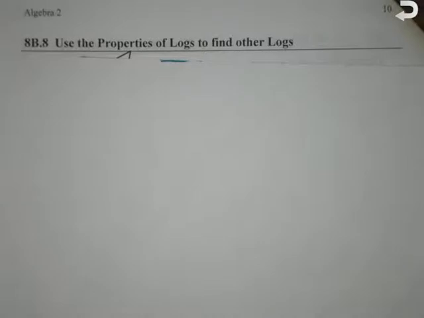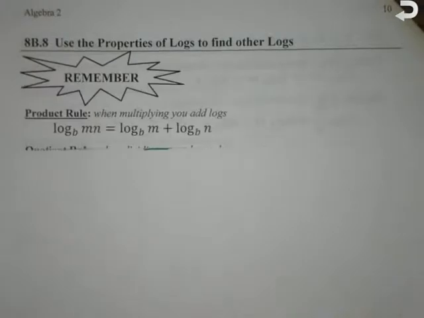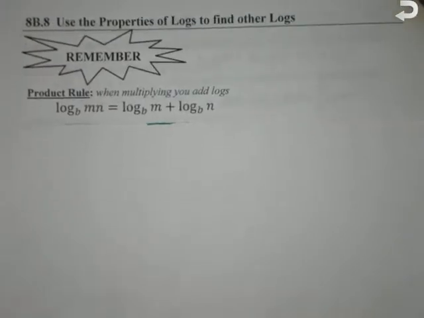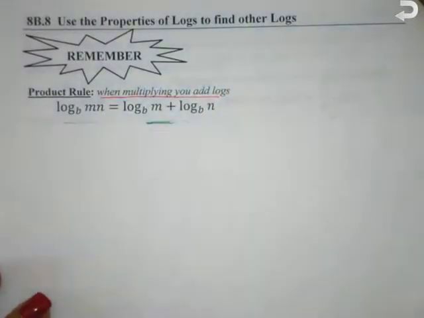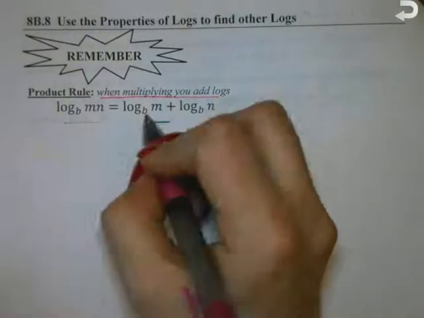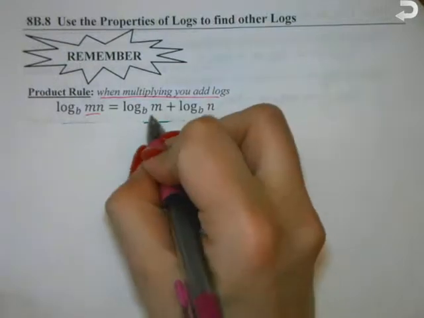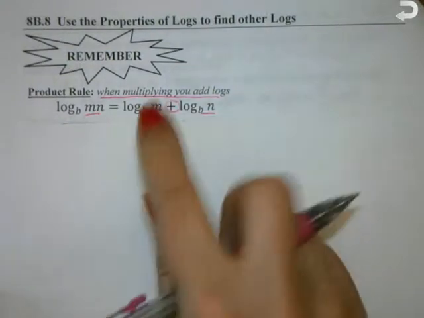For 8b.8, we're going to use the properties of logs that we talked about last time, and then use that to find other logs. As quick reminders, product rule: when I am multiplying inside the log and I want to split it up into two, I can split my insides into two logs that are being added together with the same base, okay?